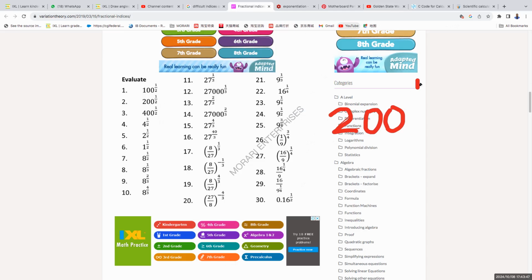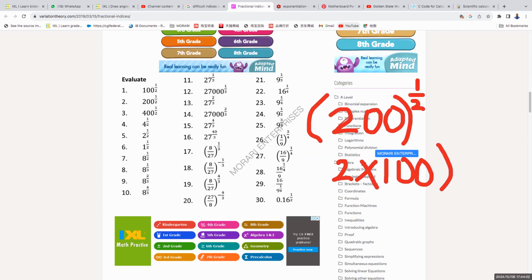200 to the power half, this is what you will do. You will bracket like this, and then you take the 200 and you go to work. 200 is what? 2 times 100. And then now you bring that half to the power half. And when you have two things like this, what does it say we can do?